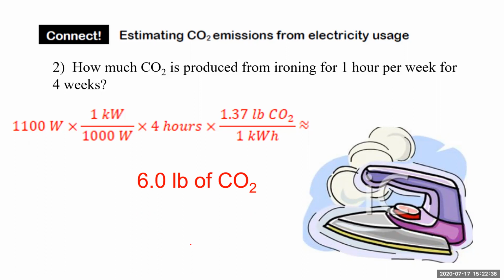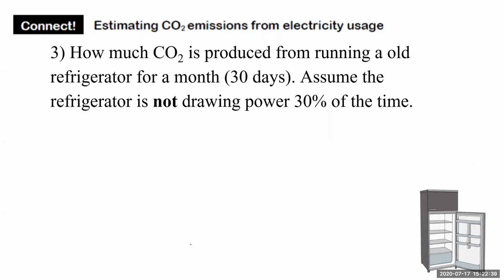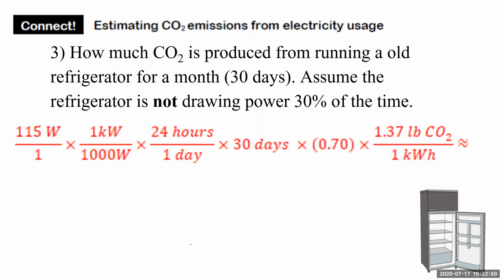Is that okay? Nice. Now, how much CO2 is produced from an old refrigerator for a month? Assume the refrigerator is not drawing power 30% of the time. Now, if you look for old fridge under kitchen, on page 181, that's 115 watts. You divide by 1,000 to change it into kilowatts, multiply by 24 hours, and this is for 30 days. Now, we are saying that this is not drawing power for 30% of the time, so therefore, it's drawing power for 70% of the time. So you multiply by 0.7, and then you multiply by the national average, and that gives you 79.4 pounds of CO2. Sounds good?